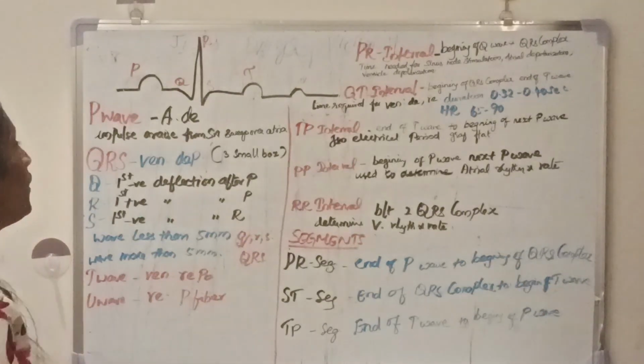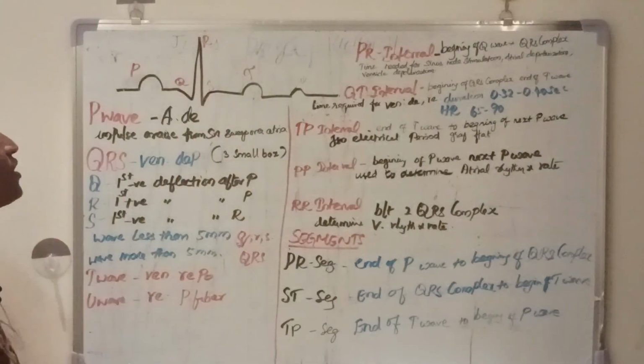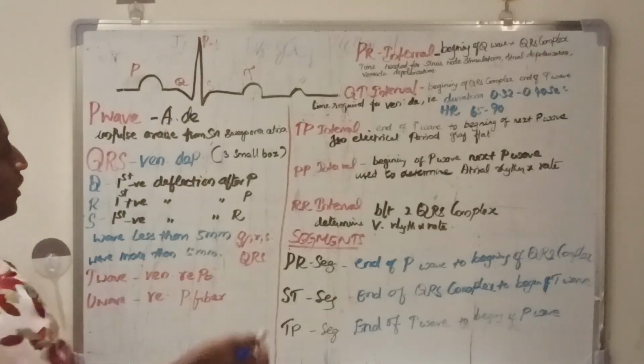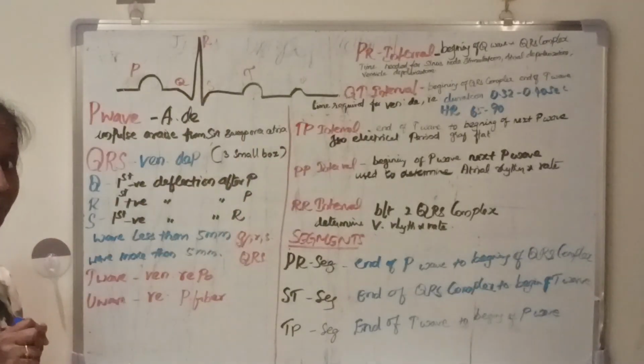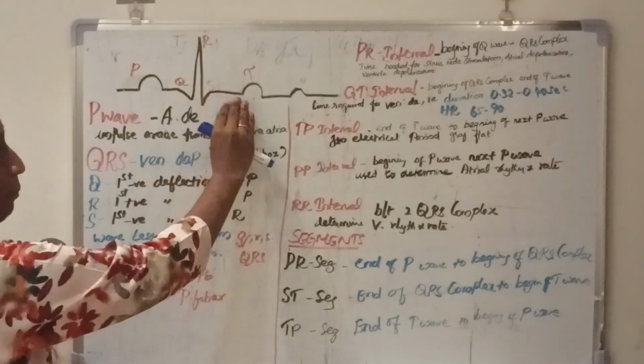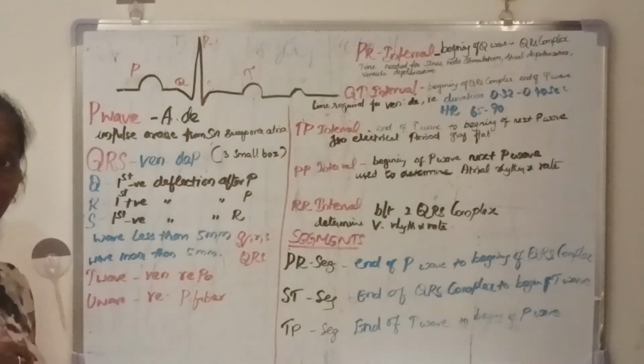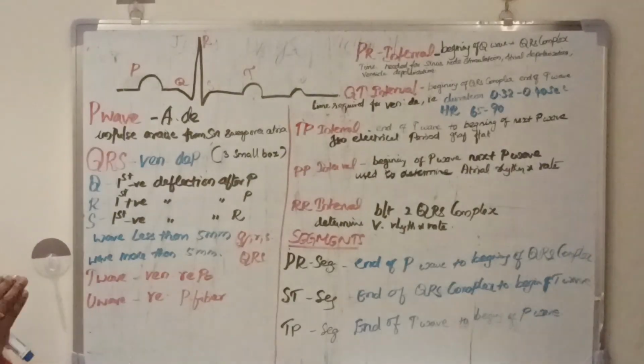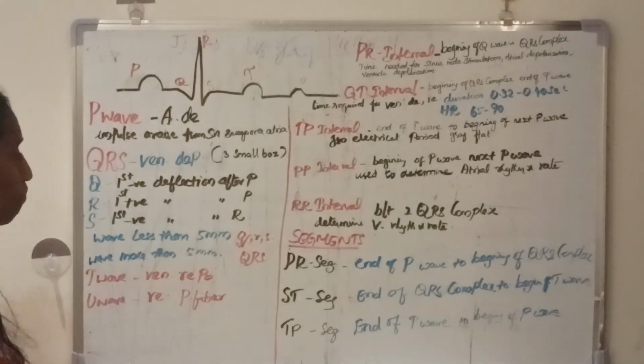Understand? Okay. The next is the T wave, which indicates the ventricular repolarization, and the U wave, which indicates the Purkinje fiber repolarization. When you compare the T wave and the U wave, the T wave is more prominent than the U wave. So this is all about the waves.